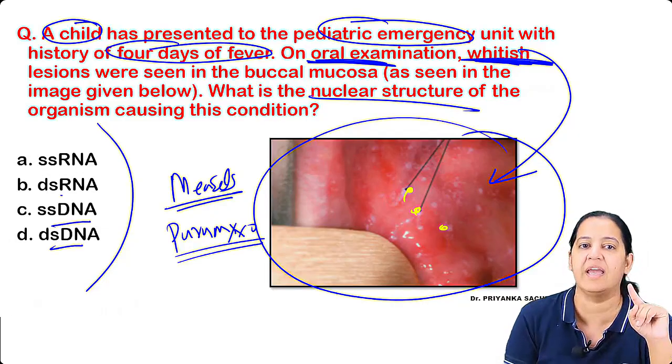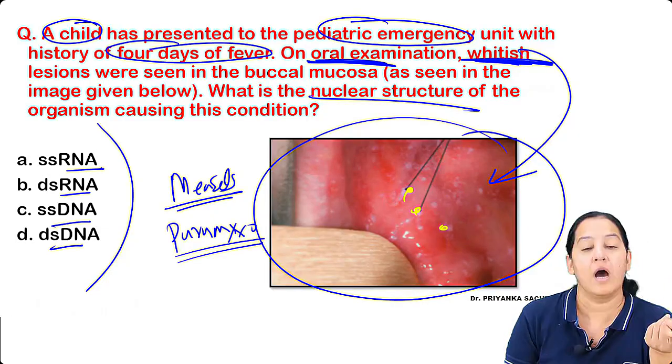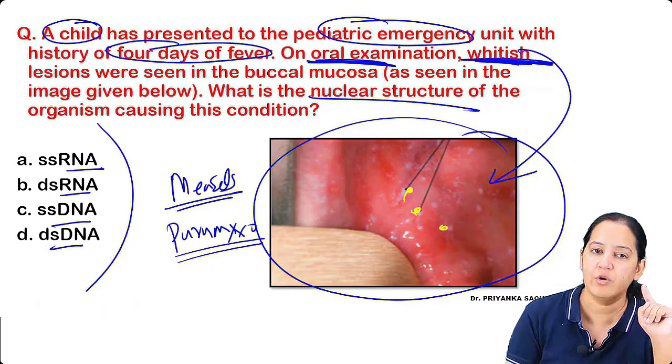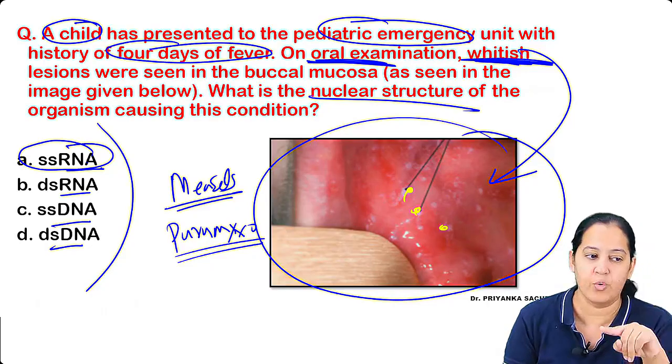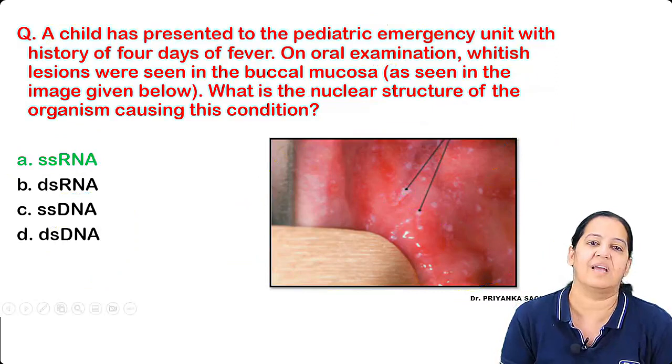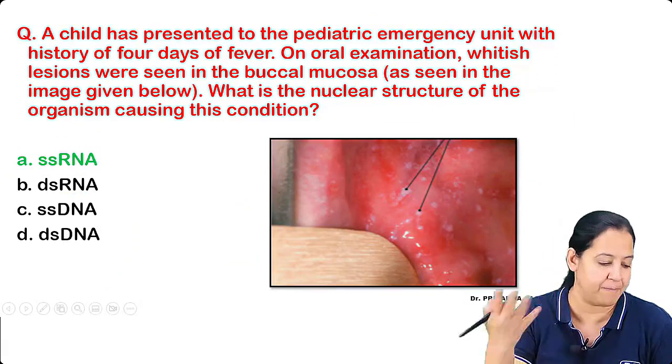पहले तो बताओ DNA है कि RNA है? So of course it's RNA. RNA में single stranded कि double stranded? We know all RNA are single stranded except Rio. So this is not Rio. So correct answer is A. So this is a step-by-step approach based question.